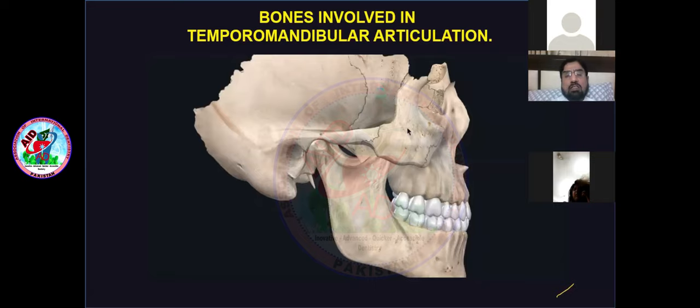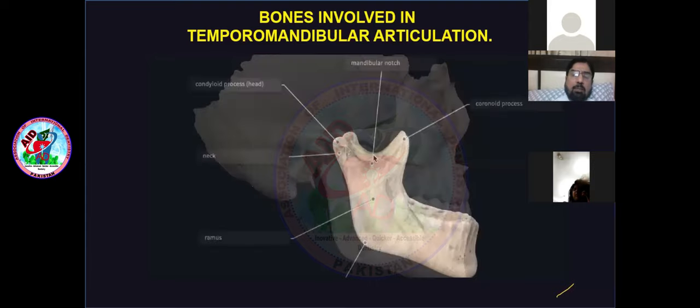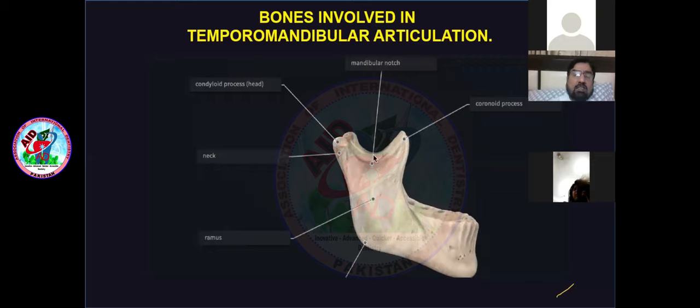If you look at this, this bone is zygomatic, this is maxillary, that is the ramus of the mandible. Here we come, and we will see that this is our condylar process, and this condylar process has the articulation. This is the coronoid process, and that is the mandibular notch. And then this is the area of the neck of the condyle. This is the whole of the ramus, and that is the angle of the mandible.